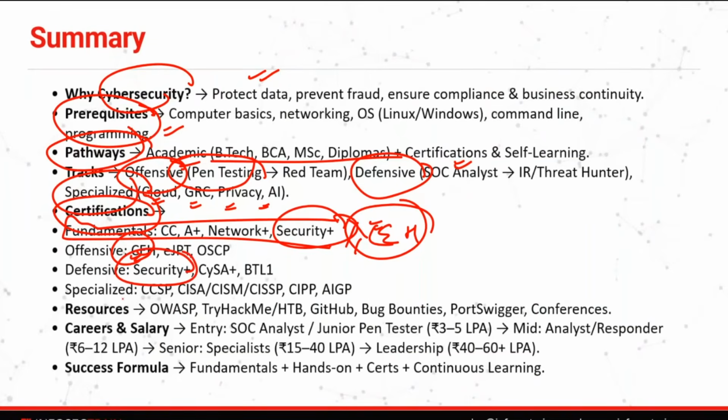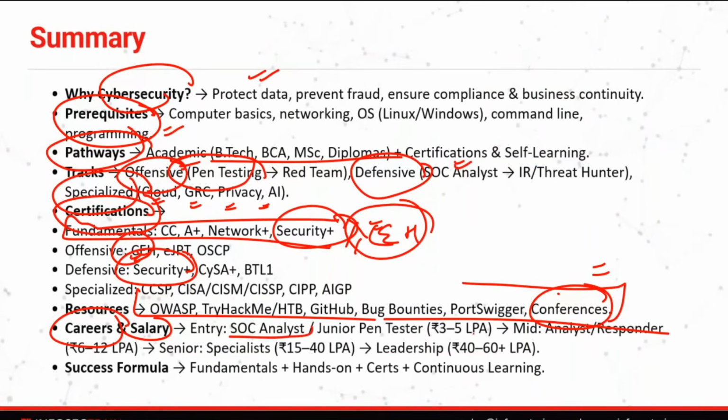Now resources, free resources, I told you these are the ones. Try to attend conferences, try to attend InfosecTrain free events. And after that, the career, how your career can grow: from an entry level job where you can get 3 to 5 lakh per annum, to mid analyst responder, 6 to 12 lakhs, to specialist roles, 15 to 40 lakhs, and leadership and consultant roles, 40 to 60 lakhs afterwards.